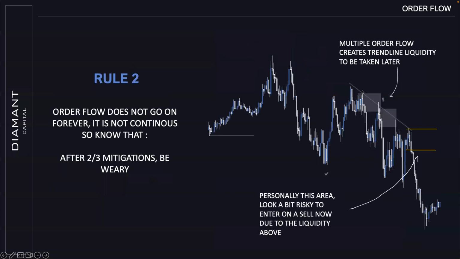Rule number 2, order flow does not go on forever. It is not continuous, so know that after 2 or 3 mitigations, be very careful of what you decide to get into. And why I say that is because of this. As soon as you get multiple order flow mitigations, you're going to get the creation of trendline liquidity.